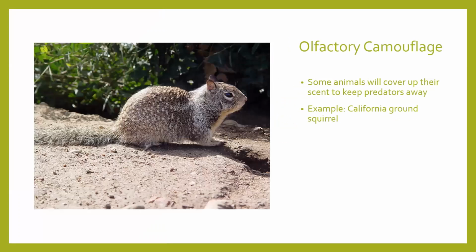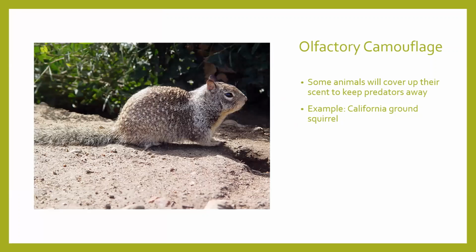So now on to olfactory camouflage. One type of camouflage that doesn't involve sight is olfactory camouflage. Olfactory meaning being able to smell. So instead of trying to mimic another background, like regular camouflaged animals, they will instead mimic the smell of other animals. One type of animal that does this is the California ground squirrel.